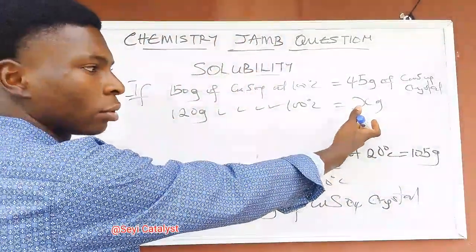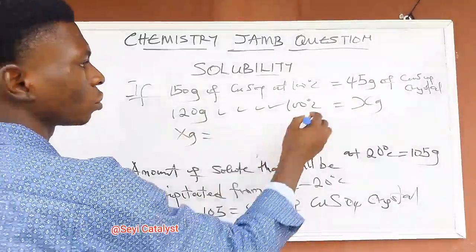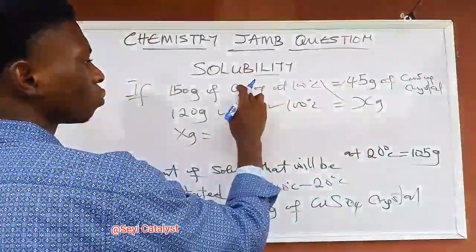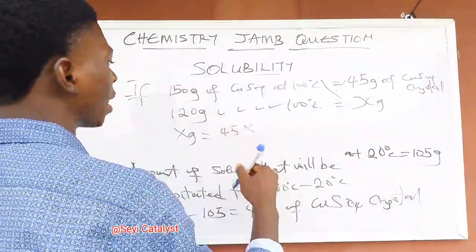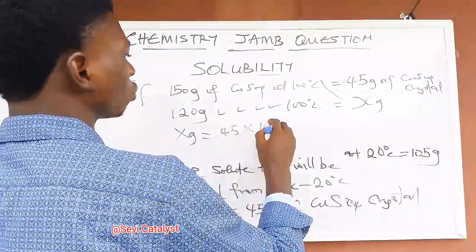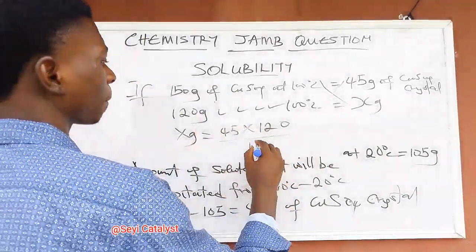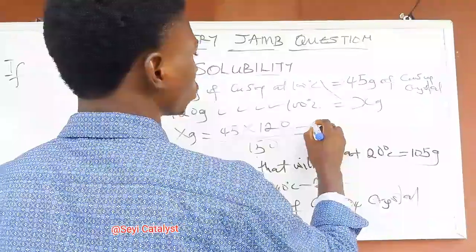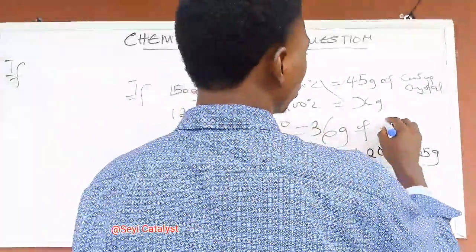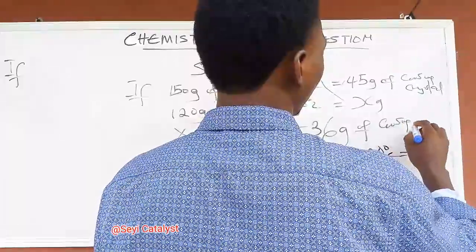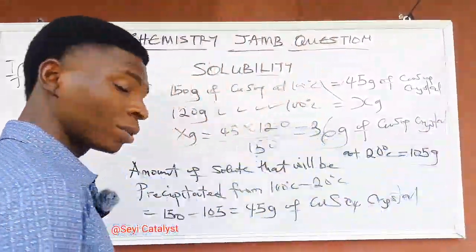We are going to calculate. It is now simple. We are going to cross multiply. That will be x grams equal to 45 times 120, all over 150, which is equal to 36 grams of CuSO4 crystal. So that's the answer.